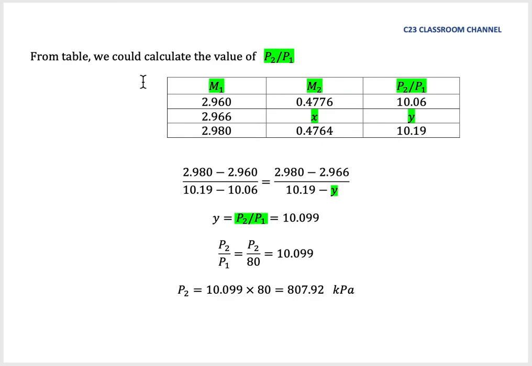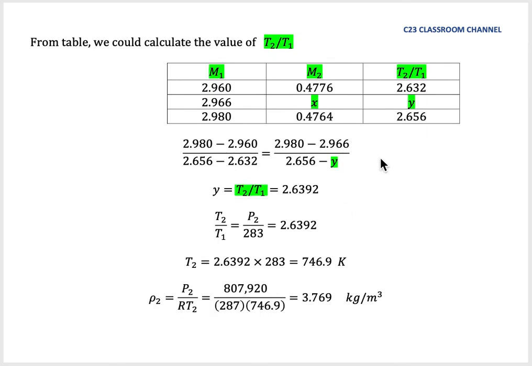And then we do the interpolation for P2 over P1. So we have these values from the table. We could do the interpolation, and then we get that P2 over P1 is equal to 10.099, and then we could calculate P2 is equal to 807.92 kilopascal. The answer is totally the same compared with the equation.